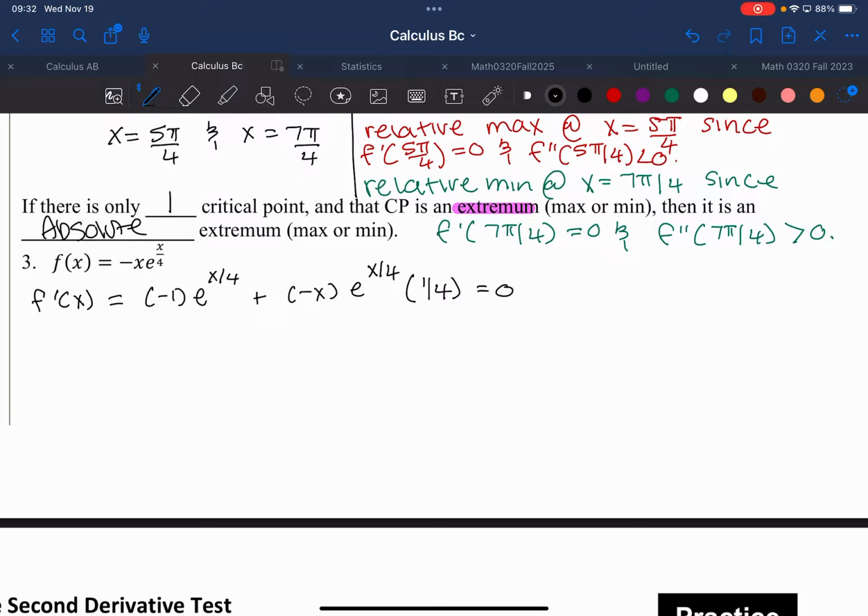Okay, so I could simplify this first before I start trying to solve for x. And I get negative e to the x over 4 minus 1/4 x e to the x over 4 equals 0. This means I can take out a GCF of negative e to the x over 4. And I get 1 plus 1/4 x equals 0.